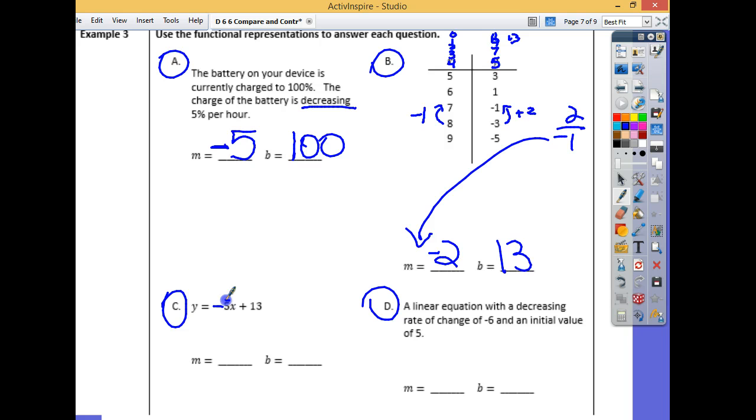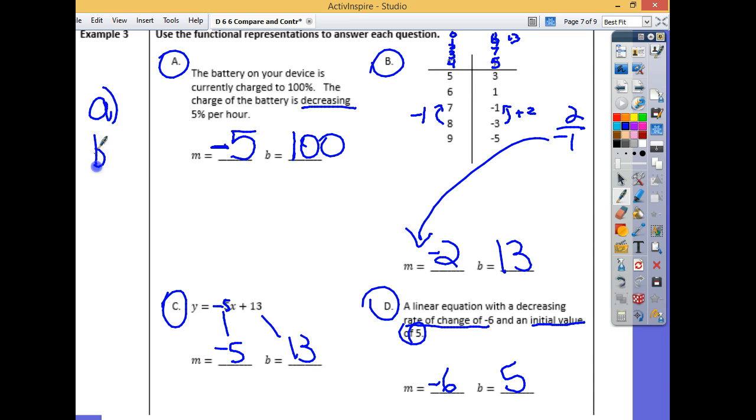Here, it doesn't get much easier, -5 and 13. And here, the rate of change, meaning your slope, -6. Initial value, what did you start out with? The y-intercept is a 5. Now let's answer A, B, C, and D. Board's ready. A, B, C, and D on the bottom of your worksheet here. For letter A, which two have the same slope?